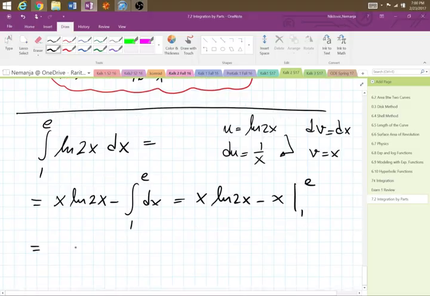which is e times ln 2e minus e, minus ln 2 plus 1, right?